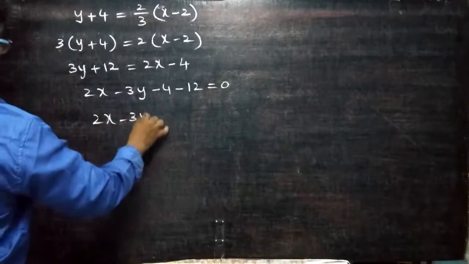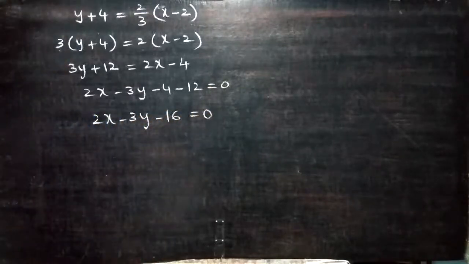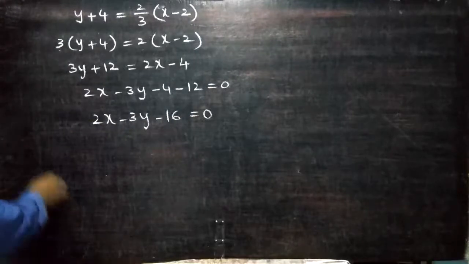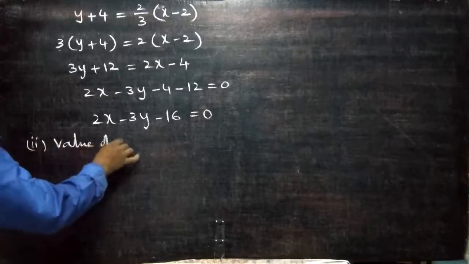2x minus 3y minus 16 is equal to 0. Now we got the equation of a line. Now the third bit, they are asking to find the value of k.